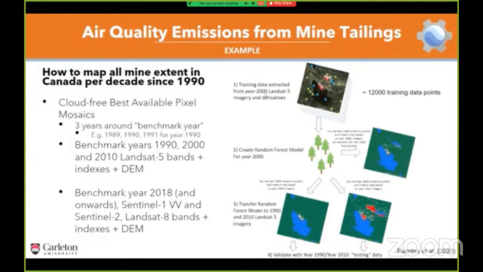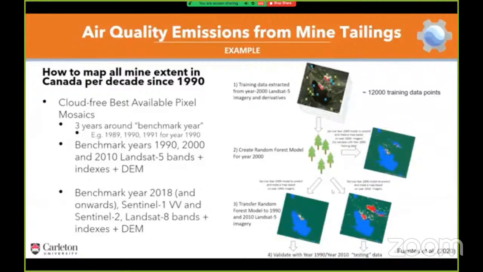So we had to go through and clean those up and then collect even more training data points throughout Canada for mines, but also areas that were not mines. So in total for the year 2000, we had about 12,000 training data points. And we created a random forest model for that year and predicted on the data from the year 2000 and produced maps of mine area like you see here.